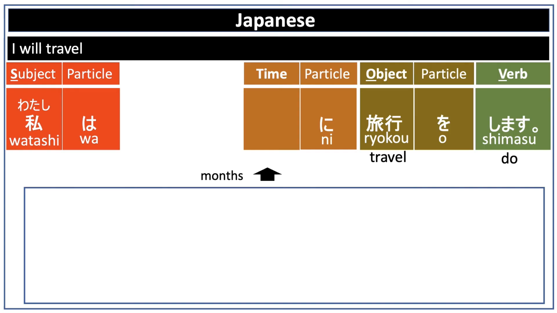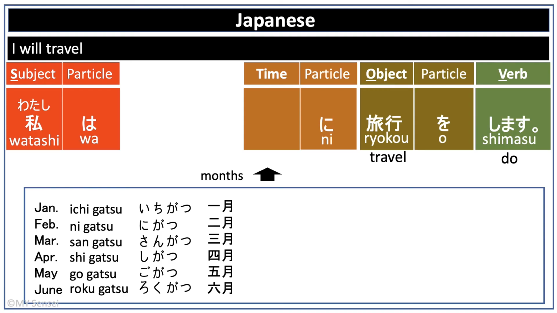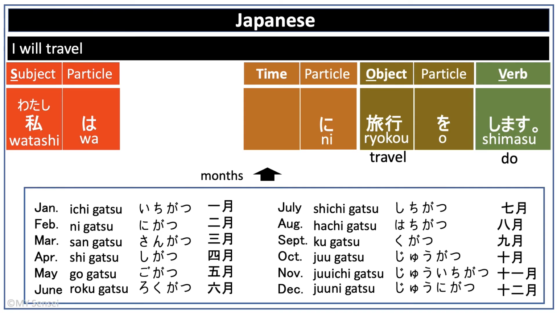In addition, we can use the names of the months to describe what we will do in a certain month or months. So let's move the word 1月 to the time slot. So the sentence here says 私は1月に旅行をします which means I will travel in January.